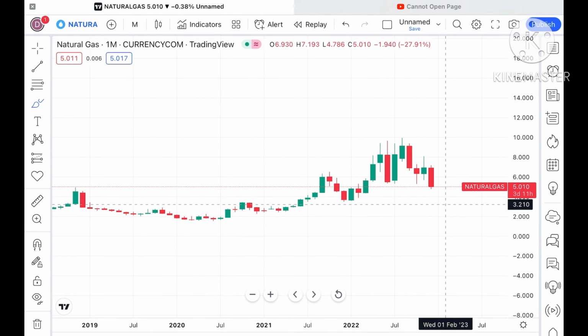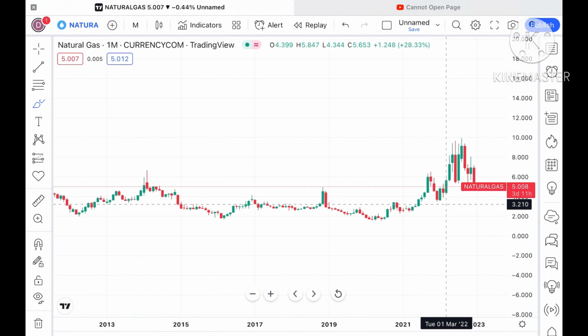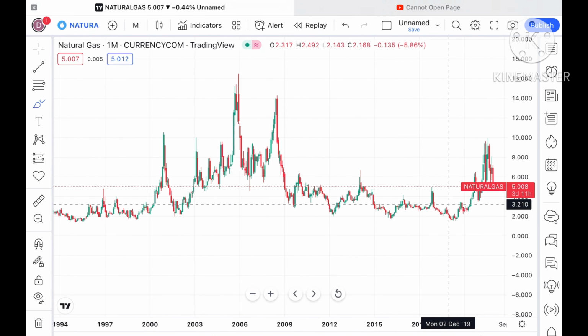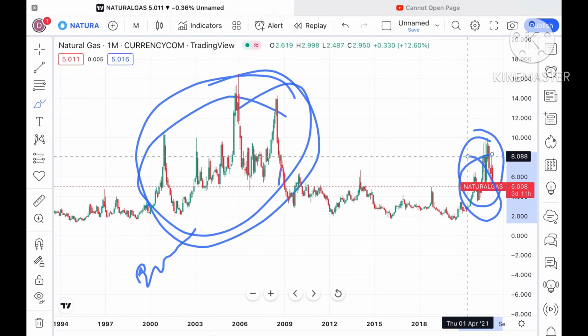If you have seen my weekly videos, I have explained this there, and also in my yearly videos. Looking at this chart for 2023, in 2000 and 2008 the same volatility was created here. It is the same pattern.